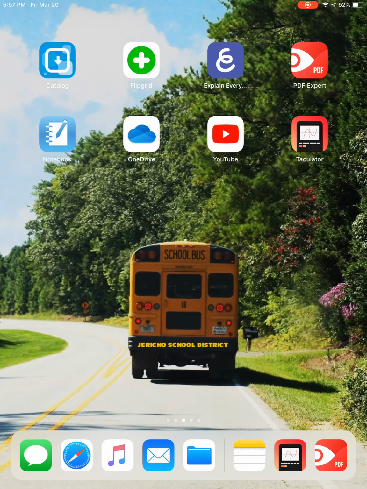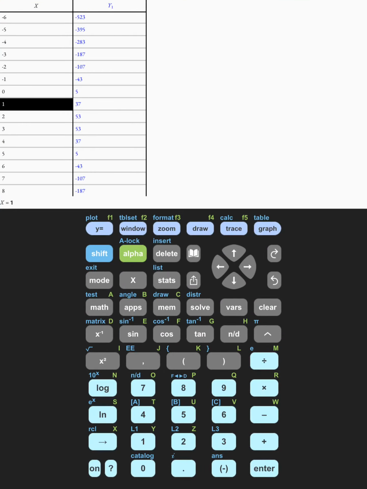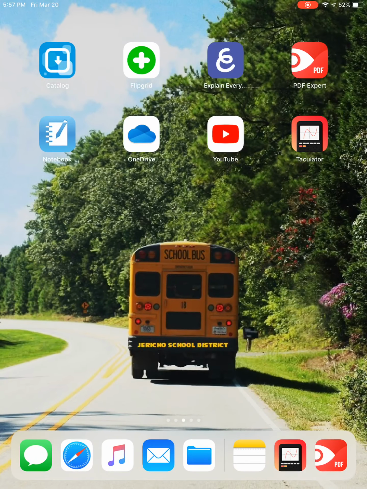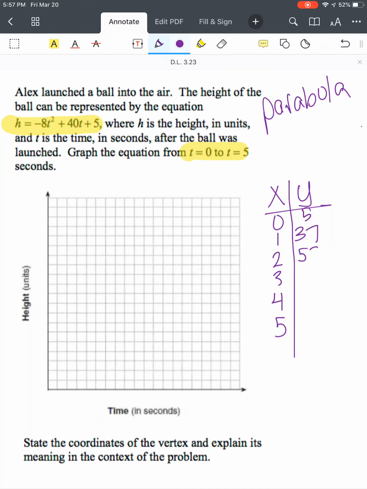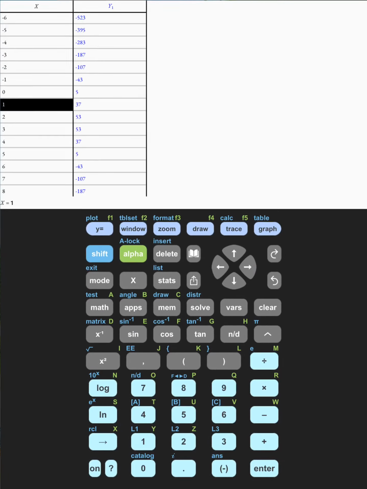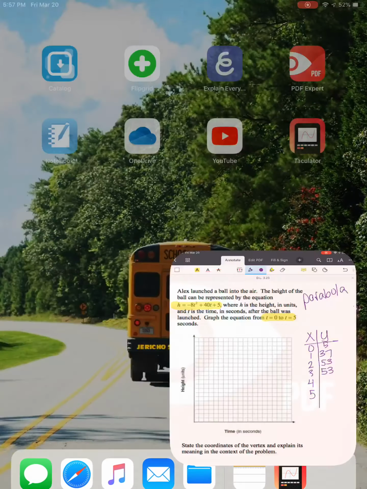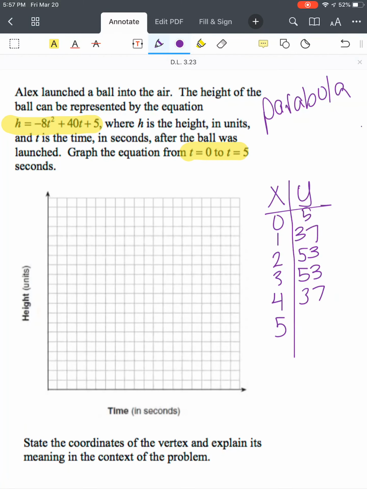Just so I don't have to keep switching back and forth. 2.5, 3.5. If you want to just use your table, you don't need to write it down. I'm just writing it down, that way I can graph it all at once. So 4 is 37 and 5 is 5. Okay.